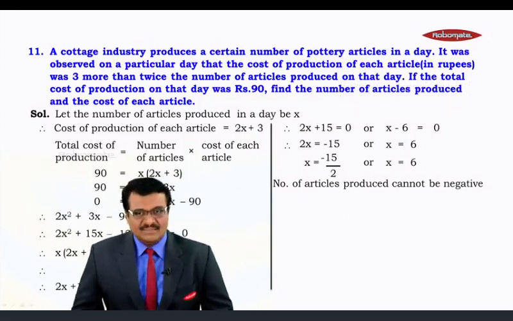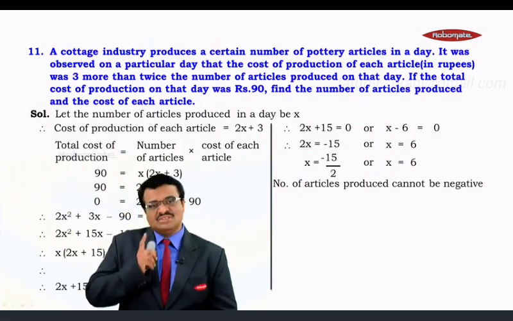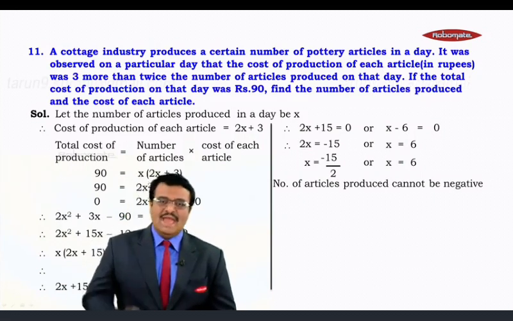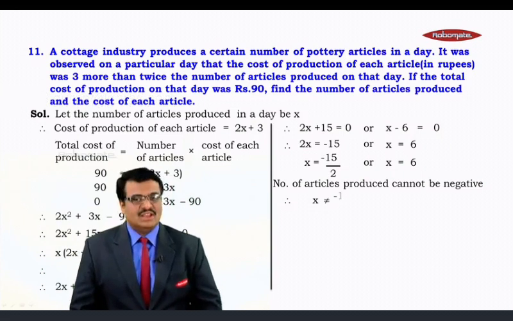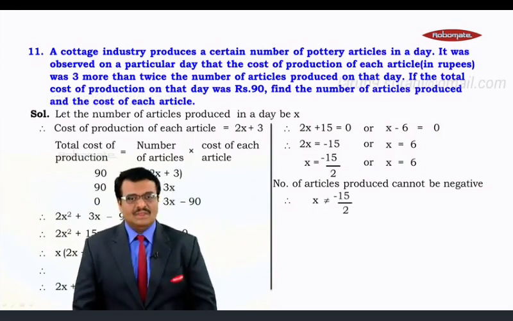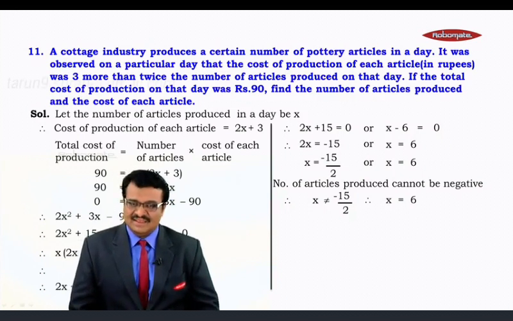Now what is x? Number of articles produced in the day. Number of articles produced in the day can never be negative. So x is equal to minus 15 upon 2 is not acceptable. So x cannot be equal to minus 15 upon 2. So which answer is acceptable? x is equal to 6, right?